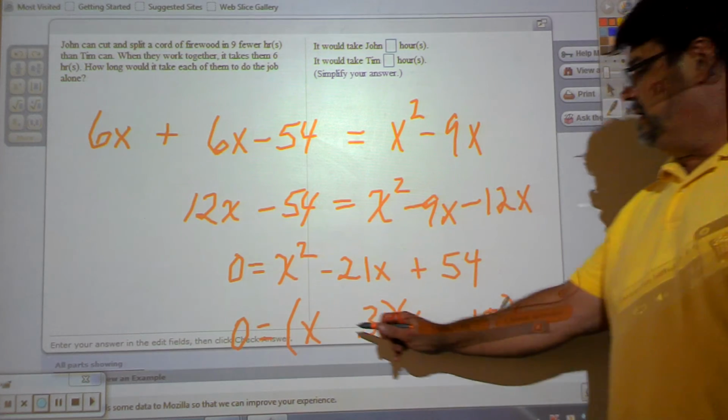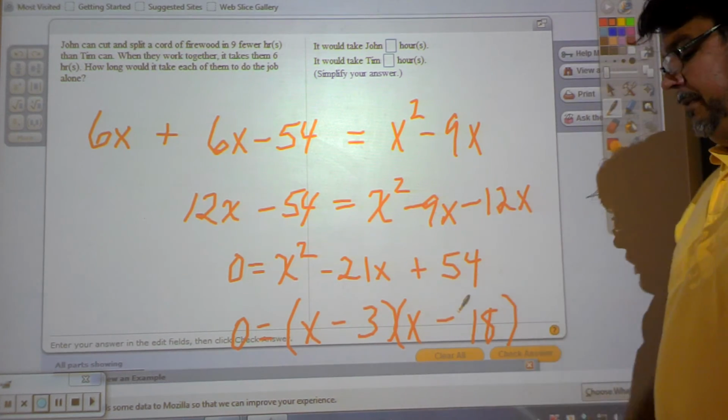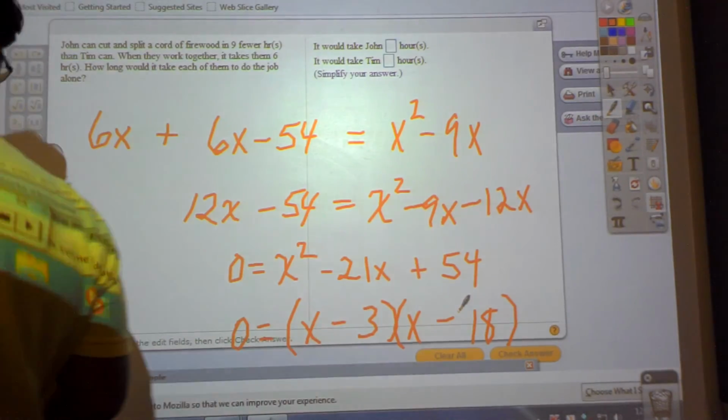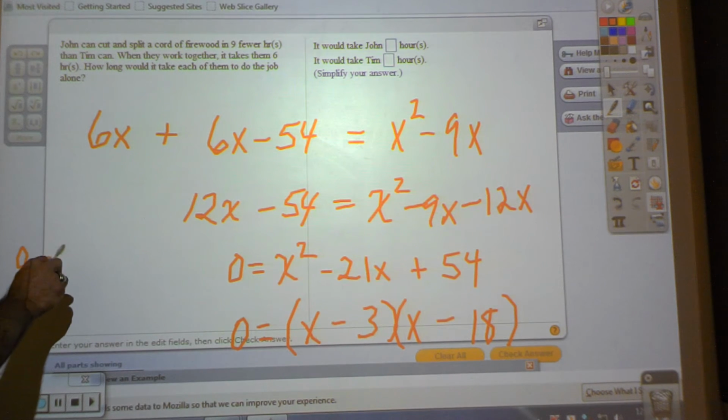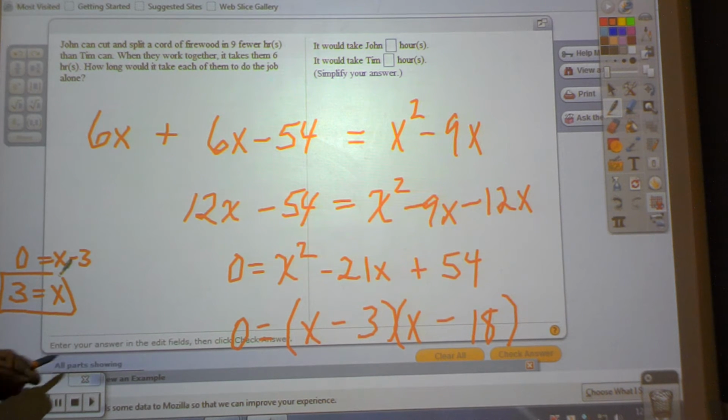And that will give you a negative and a negative. And we get 0 is equal to x minus 3, which is x is equal to 3. And x minus 18, that would be x is equal to 18.